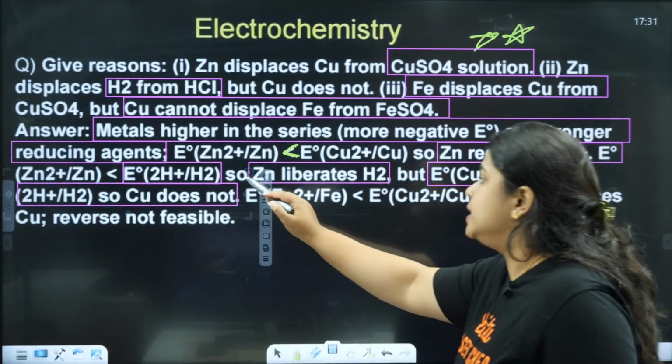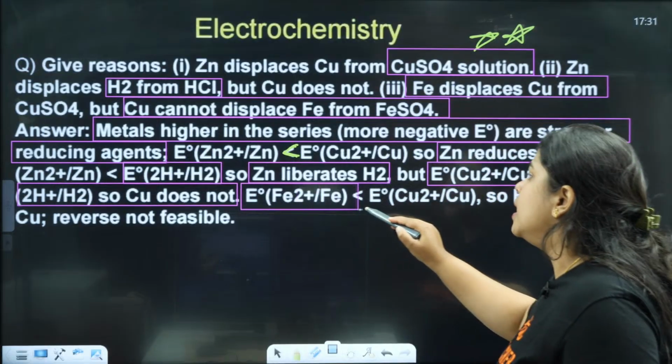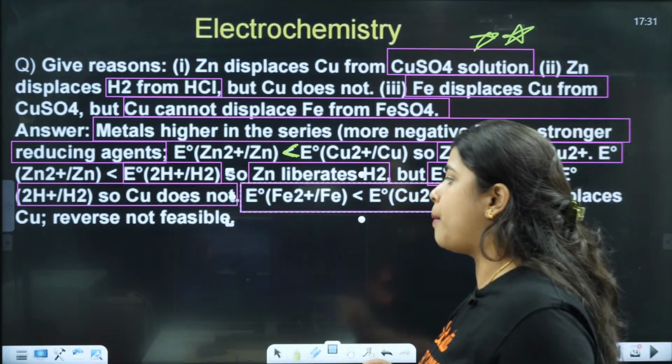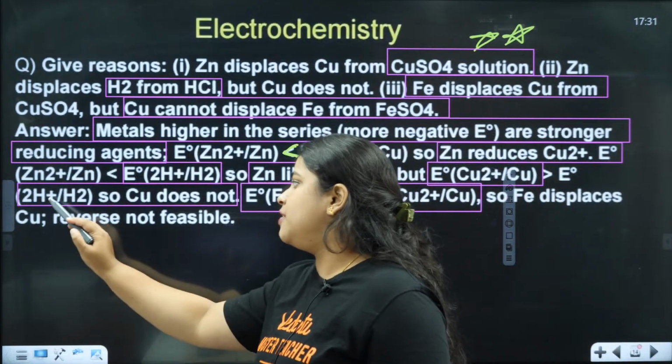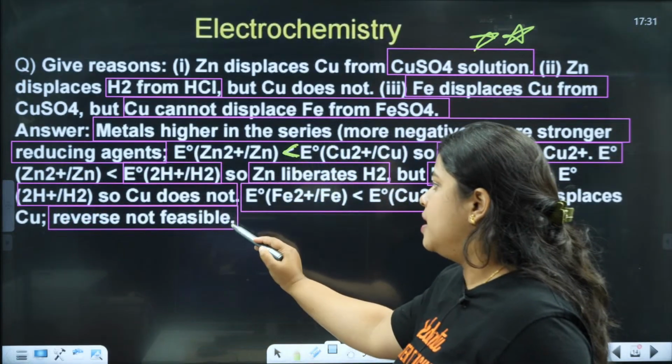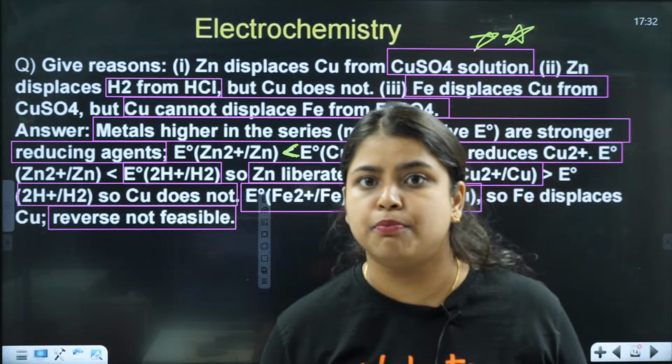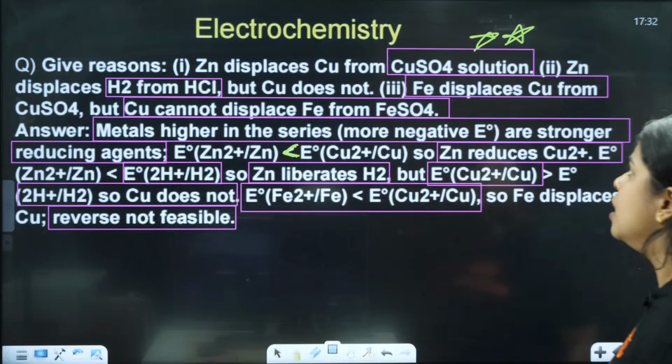Now what happens here? Very important. This E naught which is present is going to be less than the copper. So Fe will displace the copper, reverse, but not the visible. Reverse but not the visible. This is very, very important, guys. This has been repeated a lot of times. Make sure you practice that very nicely.